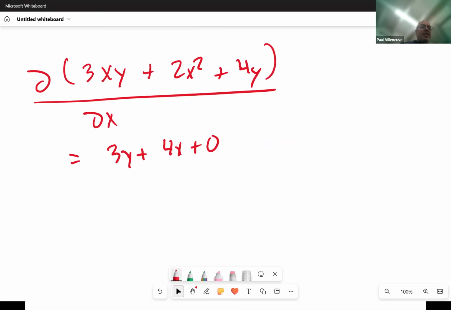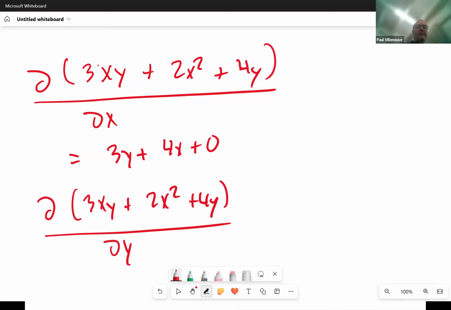Then if I do the same thing again, when you do partial derivatives, you can do them to every variable. I get 3X plus 0 plus 4. Okay? So you have to go back to what a derivative is. A derivative is just a sensitivity to how something's changing, see what happens. Pausing here because I recognize that probably most of you in this class have never seen partial derivatives.